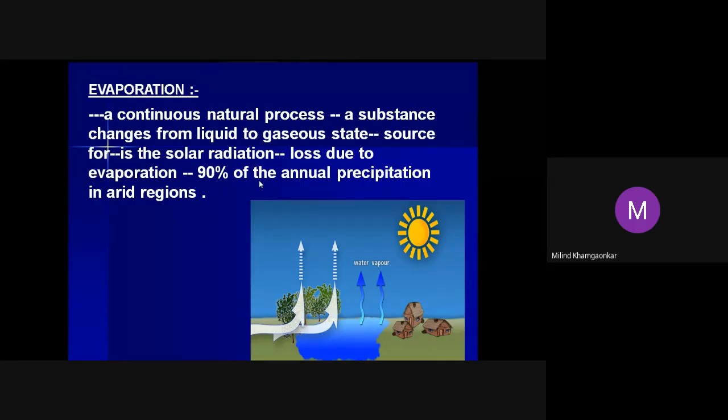90% of the annual precipitation gets converted into vapor in arid regions. Arid regions means barren lands. In deserts, where no plants are there, no forest is there, 90% of the annual precipitation gets evaporated into vapor. So therefore evaporation and evapotranspiration are very important.